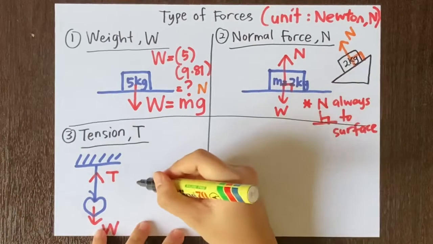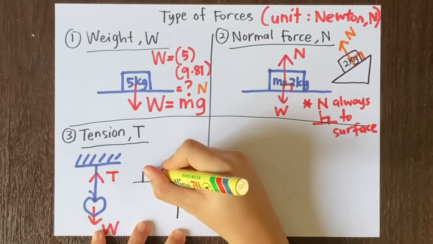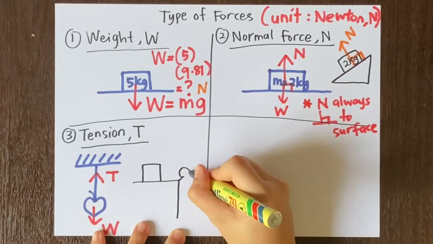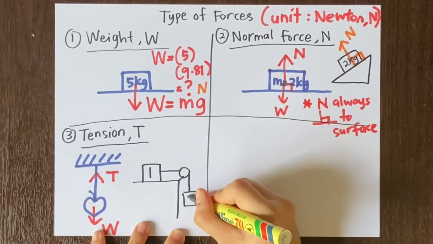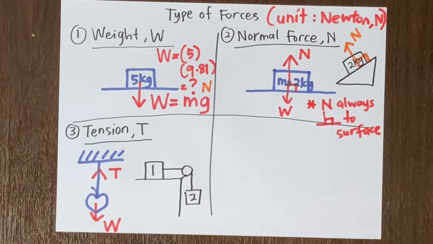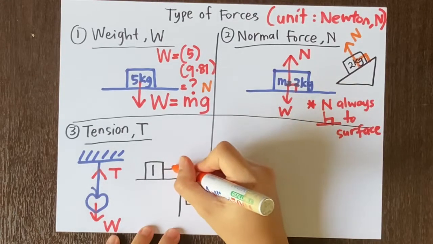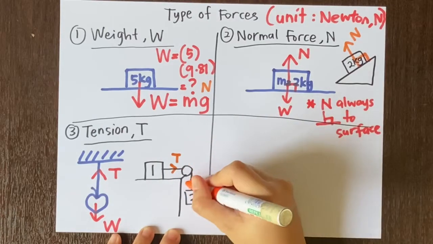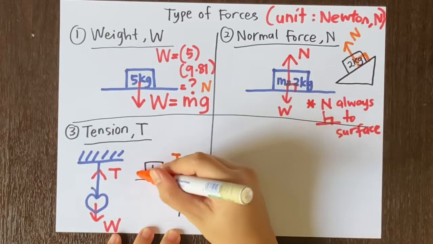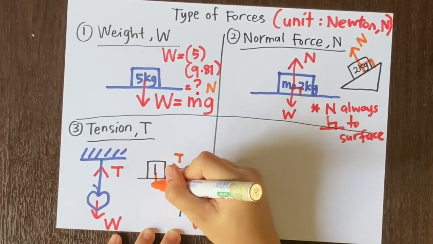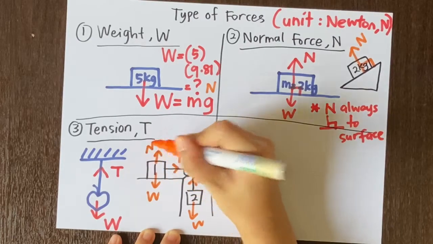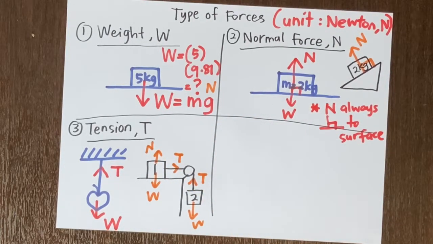For example, you have this kind of diagram. This is object 1, connected with a pulley. Here will be object 1, object 2. So, what's the tension of this? Tension will be like this, and the other one will be like this, opposite to the direction of the weight, tension upward. Here will be weight. Here will be weight. Here will be normal force. Okay?